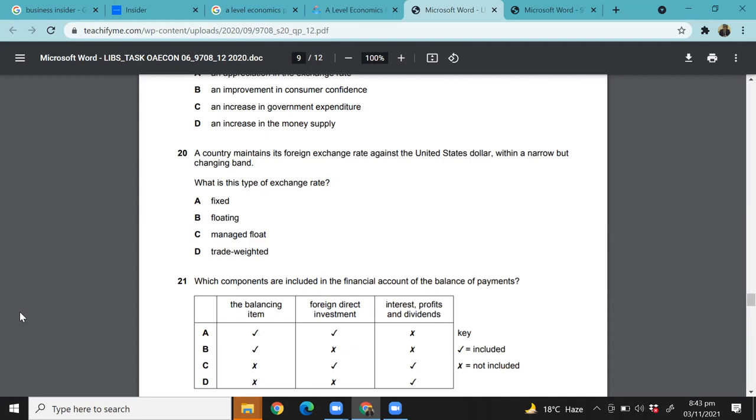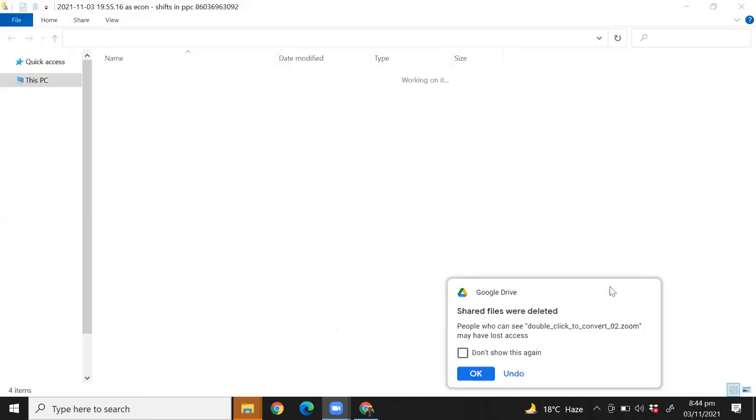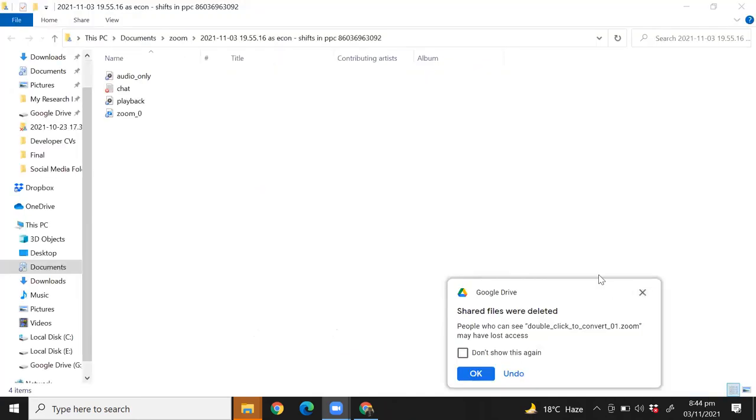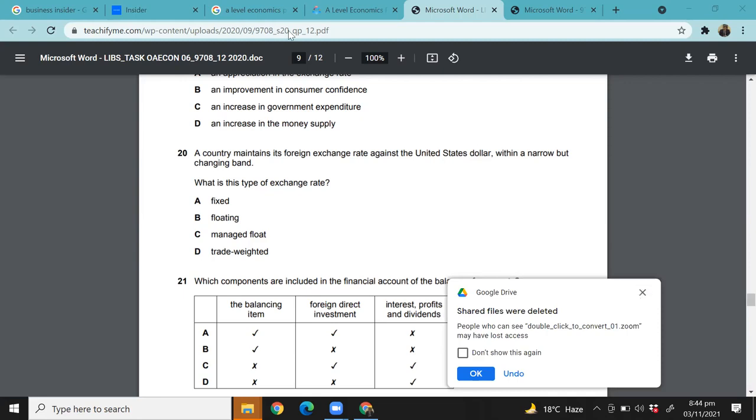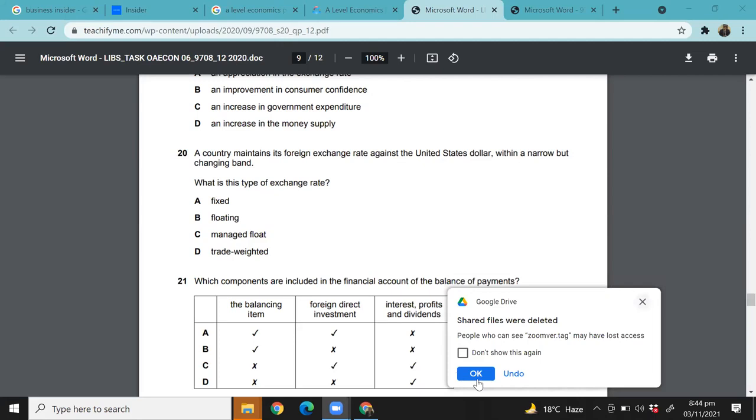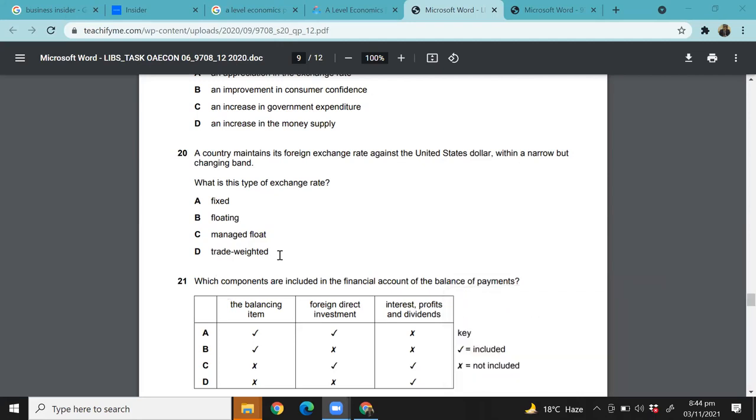What about you, Bob? What do you think is the correct answer? Right. Okay. Trade weighted exchange rate. Are you asking about this option, the fourth option?